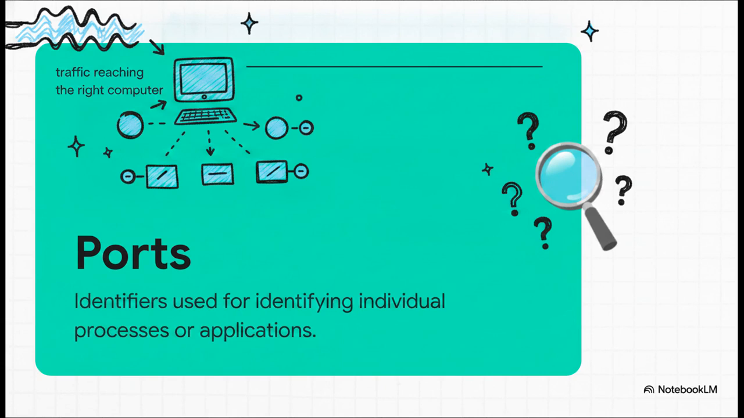So the real kicker here is how you separate that traffic once it actually reaches the right computer. You decide to introduce yet another identifier, this time specifically for addressing those individual processes or applications running on the machine.